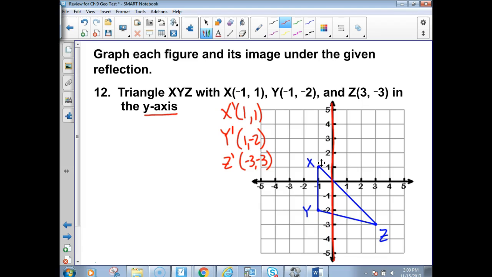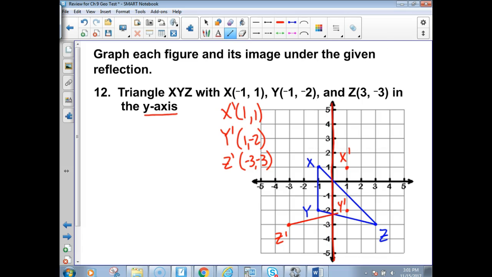Otherwise, you would need to count how far you are from the y-axis and then go opposite side. So x prime is 1 away on the left, go 1 to the right. Y prime is the same. And z is 3 to the right of the y-axis. We should go 3 to the left. And that should be the point negative 3, and it is. It matches our points 1, 1, 1, negative 2, etc.